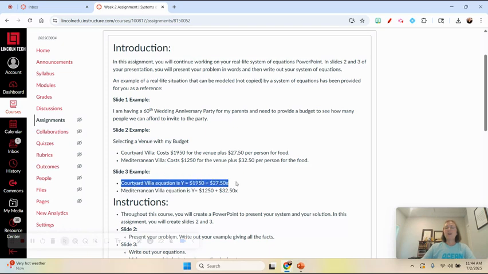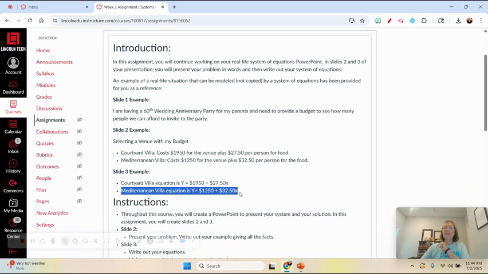Now let's take a look at this equation for the Courtyard Villa. Okay. Notice we have y equals, notice the pattern, y equals flat rate, right? That's what the 1,950 is, plus per person rate, that's our $27.50 times x. Look at the same pattern in the Mediterranean Villa. We have y equals flat rate plus per person rate times x. Now, you can model that same pattern, okay?